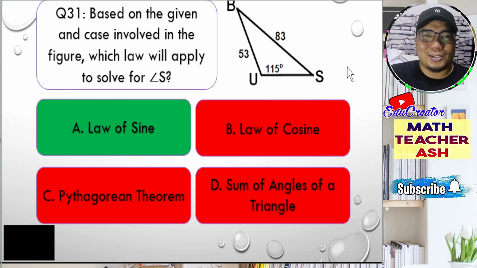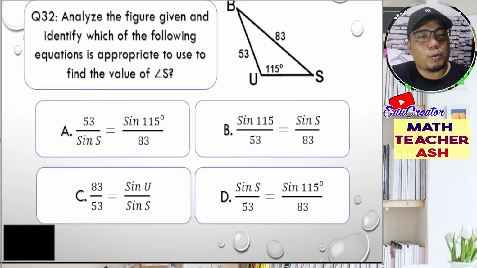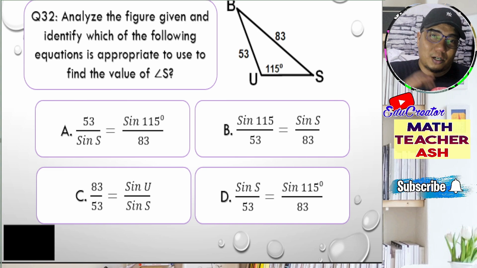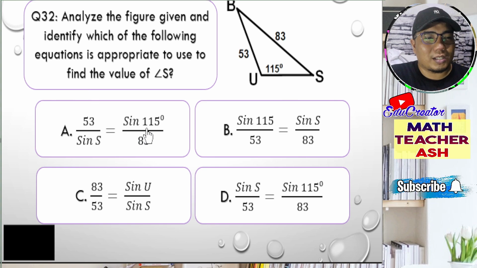Now let us go to question number 32. Analyze the figure given and identify which of the following equations is appropriate to use to find the value of angle S. We already established earlier that we can apply the law of sine. Is it A, 53 over sine S is equal to sine 115 over 83? B, sine 115 over 53 is equal to sine S over 83? C, 83 over 53 is equal to sine U over sine S? D, sine S over 53 is equal to sine 115 degrees over 83? Now, I'll give you 5 seconds to think about your answer.